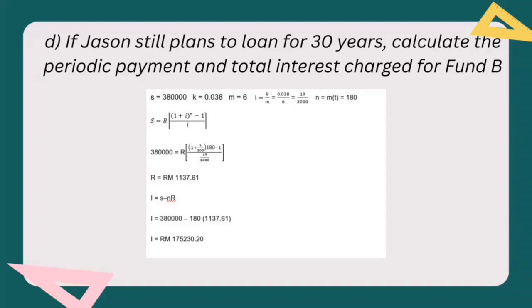RM1,137.61. After that, we use the total interest formula. The formula is I equals S minus nR. So the total interest is RM175,230.20.